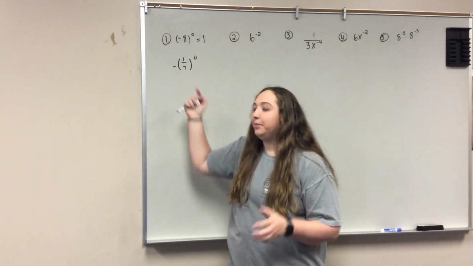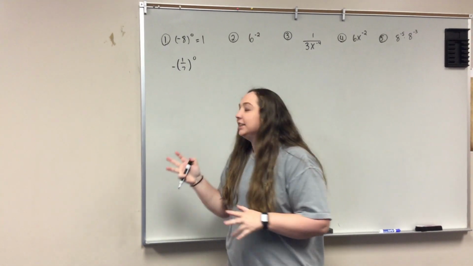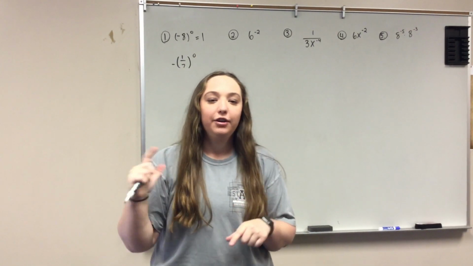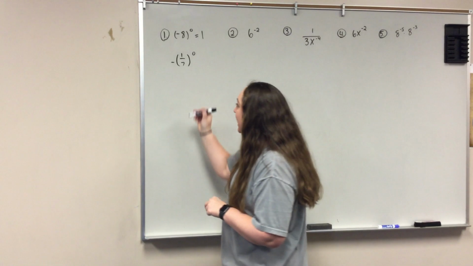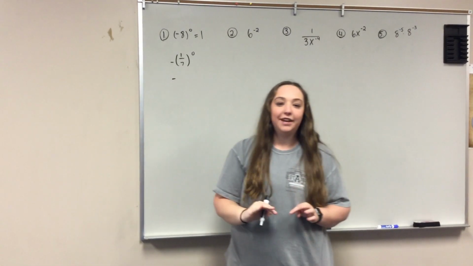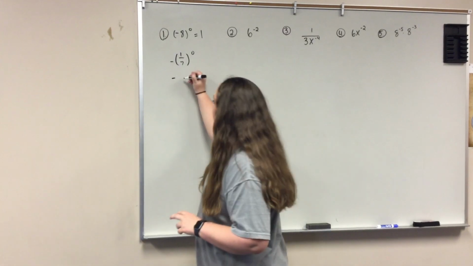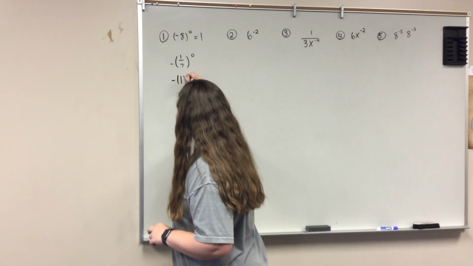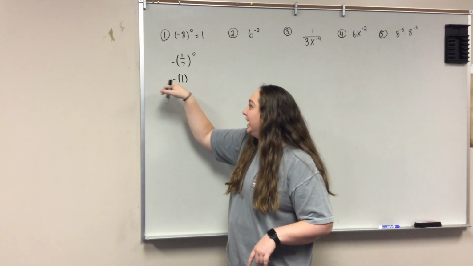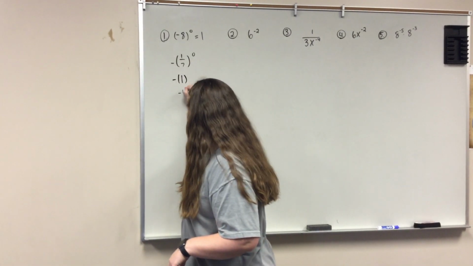But this one's a little bit different. So we have negative, and then we have parentheses 1/7 raised to the 0 power. So this negative is gonna stay here. But then the 1/7 raised to 0 is gonna be 1. So then we still have to keep this negative in mind, and we're gonna multiply the negative by 1, and that's just gonna be -1.